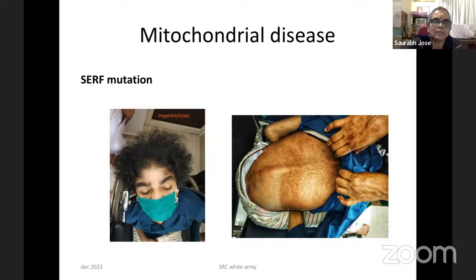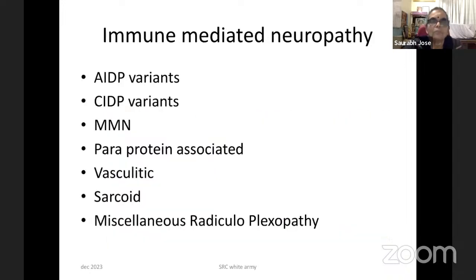This is excessive hair, mitochondrial disease, SURF1 mutation. So this is grossly the clue, the 3-6-10 model. That is what we use, and we use our other clues from the other systems and make a brief diagnosis. And I will deal partly with the immune-mediated neuropathies, which are very common and all of us see.